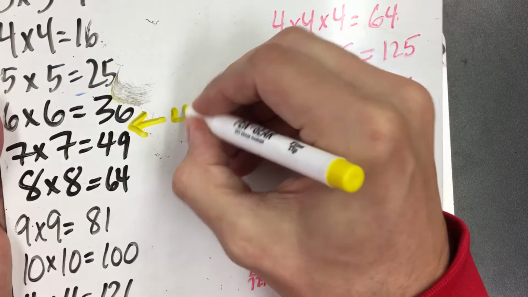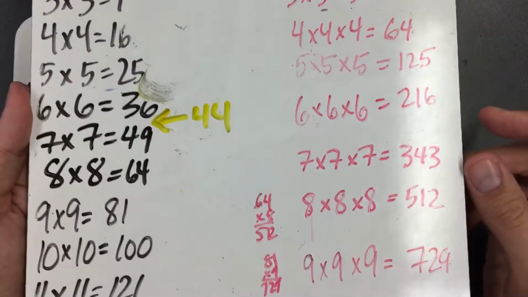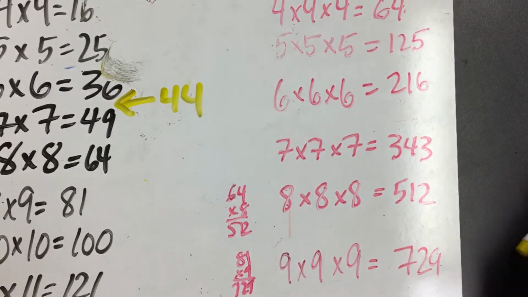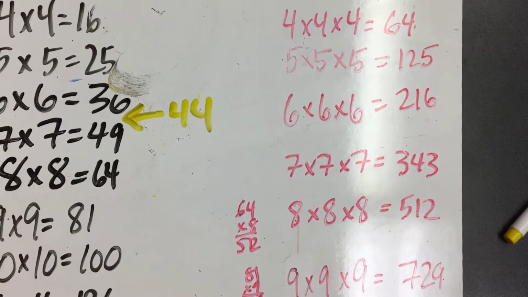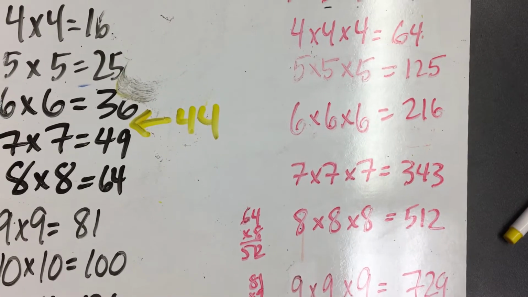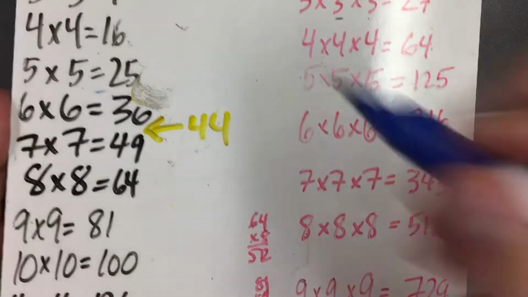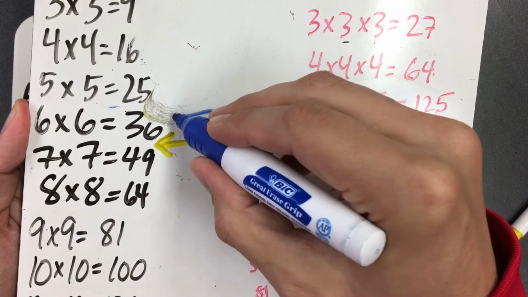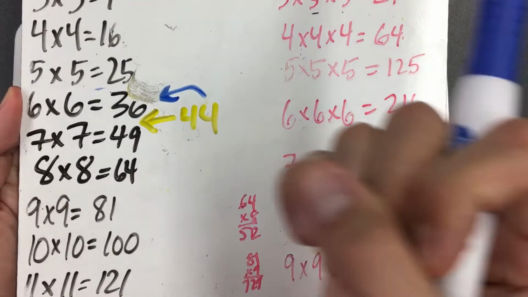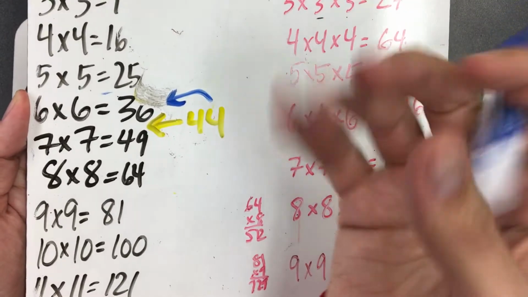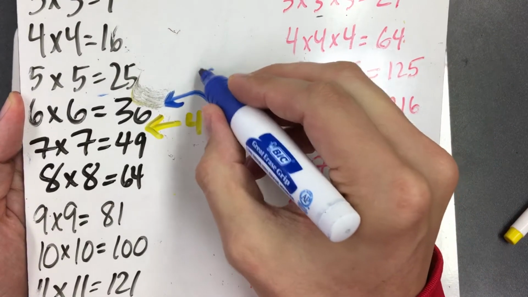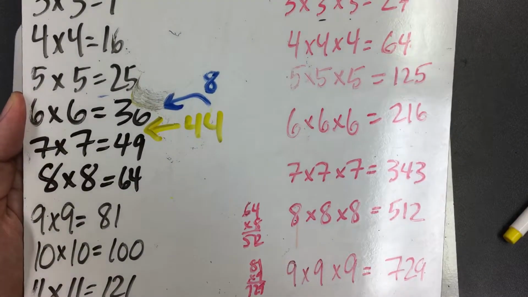44 is bigger than 6 times 6, but it's smaller than 7 times 7. Now, which one is it closer to? That's a little bit tougher, isn't it? So you've got to use your brain a little bit. How far away is 44 from 36? And you can count on your fingers if you need to. 37, 38, 39, 40, 41, 42, 43, 44. It's 8. It's 8 spots away from 36.